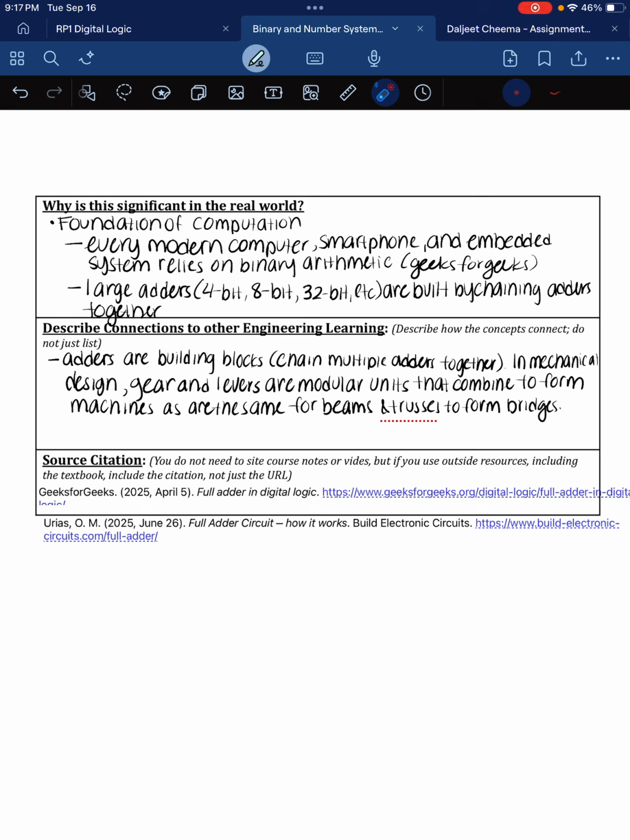And as a connection to other engineering learning, an interesting engineering parallel is that adders are building blocks. You're adding multiple chains of adders together. You can think about this in mechanical design, where gears and levers are modular units that combine to form machines. The same goes for beams and trusses forming bridges. You're taking complex parts and simplifying them into a more standardized modular unit. And that is it for full adders.